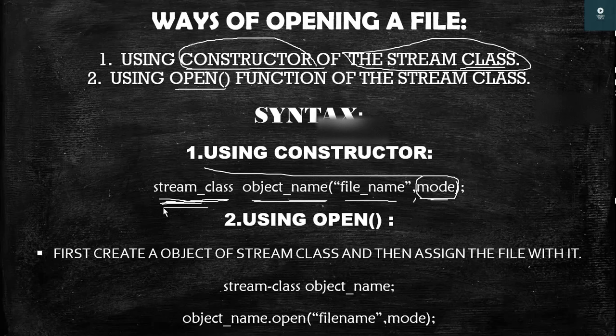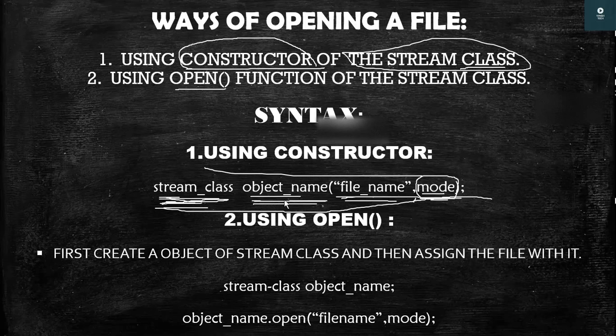Okay, so this is the basic syntax for opening the file using a constructor. What is happening here is we are writing the class name, then we are creating an object, and we are passing arguments for the constructor. The arguments passed are the file name and the mode. So this will open the file, and the file is associated with the object name. Whatever object you have created, the file is associated with this object.